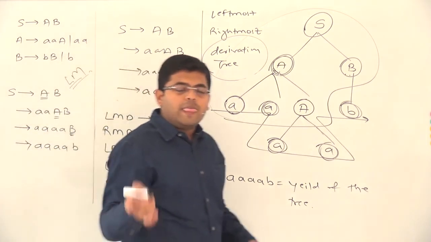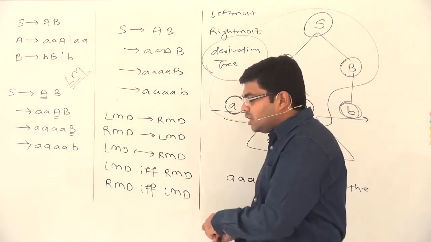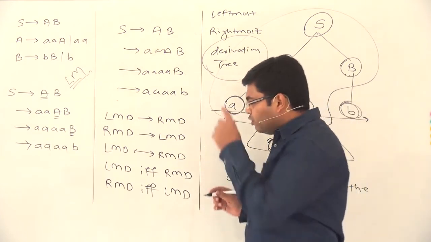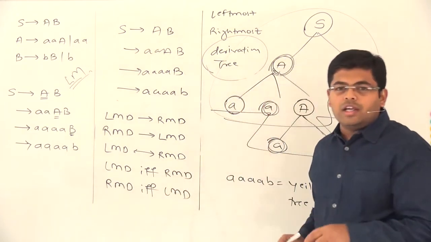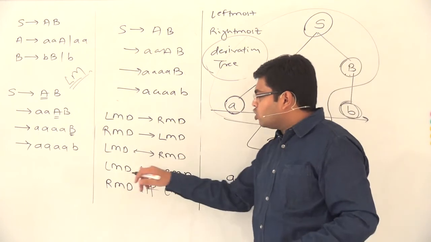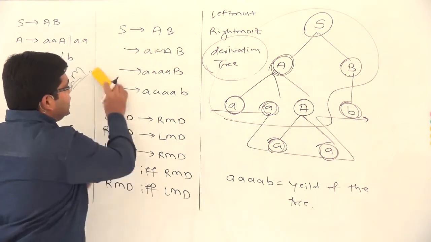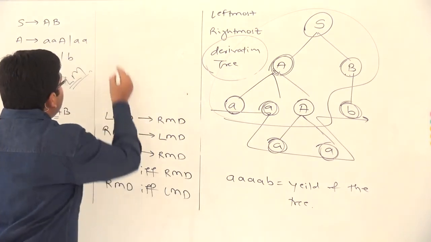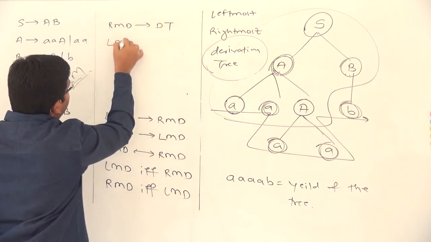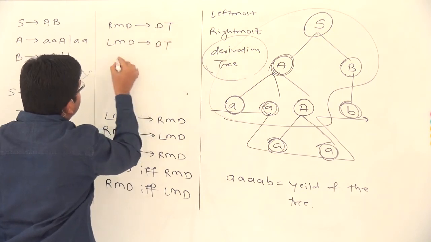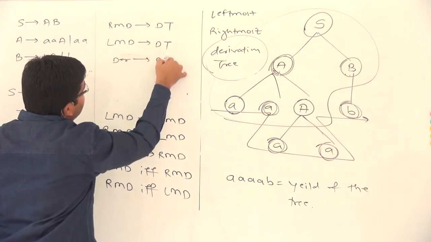If you cannot obtain leftmost derivation, you cannot obtain rightmost derivation. If you cannot obtain rightmost derivation, you cannot obtain leftmost derivation. If you can obtain leftmost derivation, it means you can also obtain rightmost derivation. Similarly, if you can obtain rightmost derivation, you can also obtain leftmost derivation. Similarly, there are other properties that need to be considered: every rightmost derivation can be converted into a derivation tree, every leftmost derivation can be converted into a derivation tree, every derivation can be converted into a derivation tree.